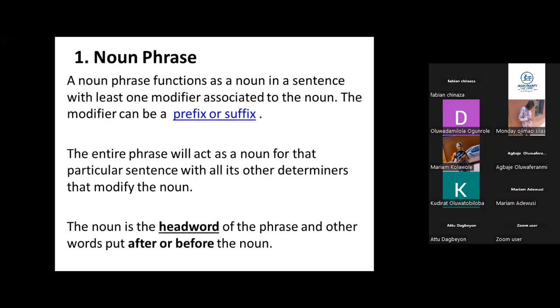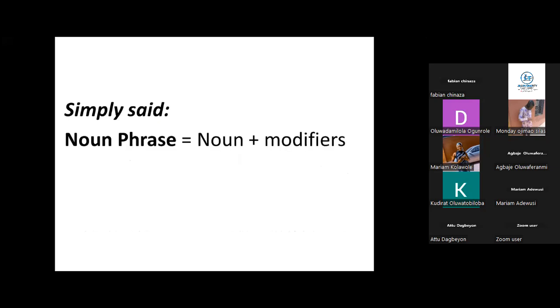So this head word is now surrounded by other words that you put after or before the noun. Just as we said earlier, it may be as a prefix, that is those coming before, or as a suffix, those coming after the noun. Now, so simply said, to form a noun phrase is a noun plus several modifiers around it. A noun phrase is a noun plus several other modifiers around it.